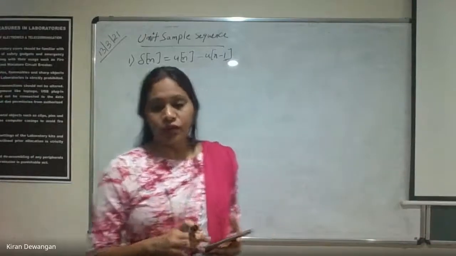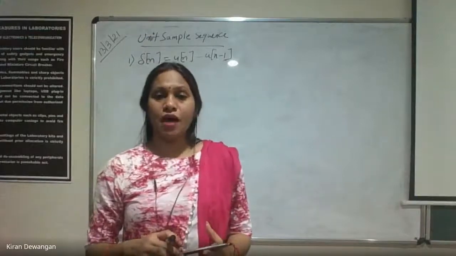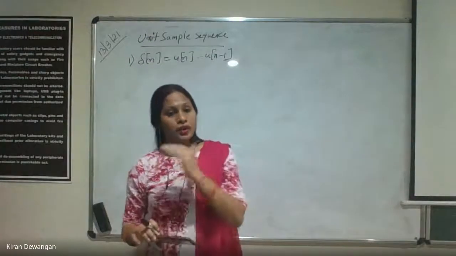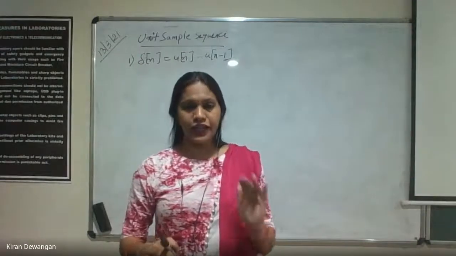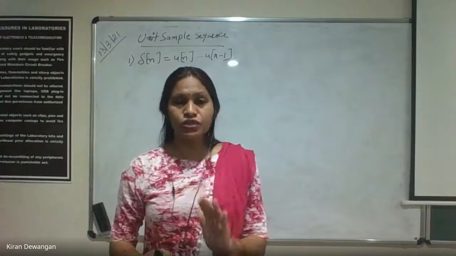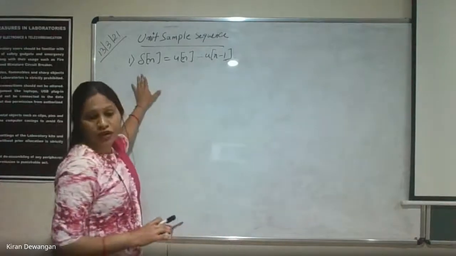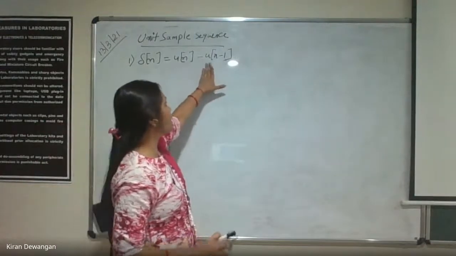So today we are studying the properties of the discrete time unit sample sequence. Unit sample sequence is nothing but the unit impulse function in discrete time. Clear? So in discrete time, the unit impulse function is called the unit sample sequence. Now, the first property of a unit sample sequence is that del n is equal to u of n minus u of n minus 1.